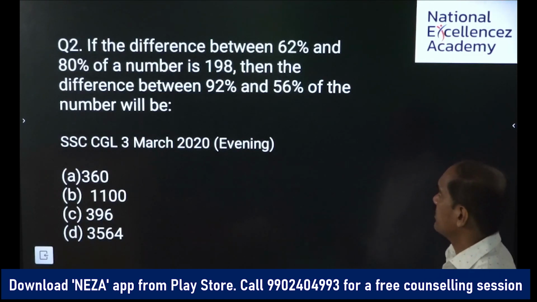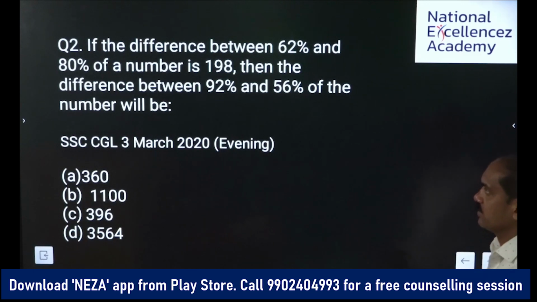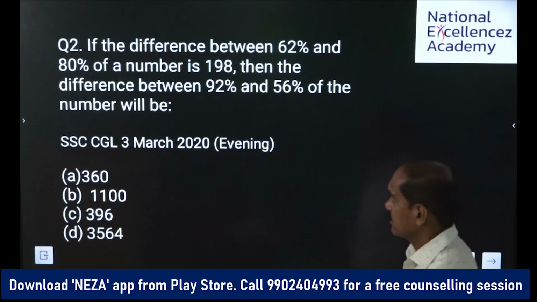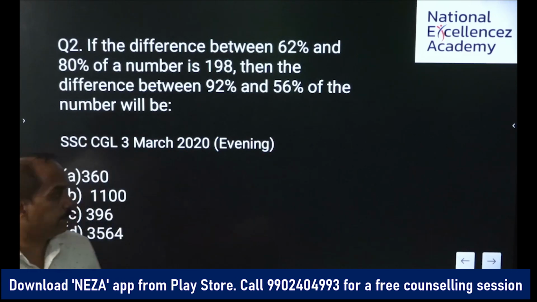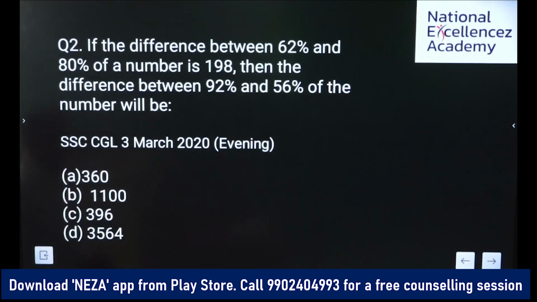If the difference between 62% and 80% of a number is 198, then the difference between 92% and 56% of the number will be. This was asked in SSC held on March 3rd, 2020. And the options are 360, 1100, 396, 3564.